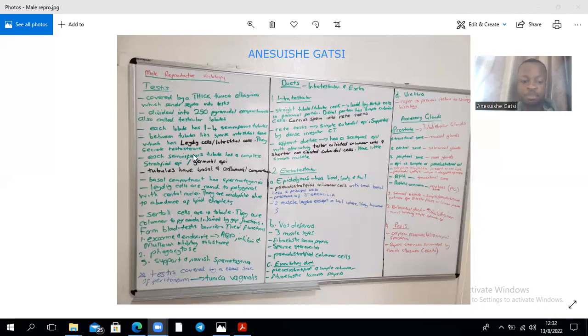Then you'd need to remember your spermatogenesis, right? Where you start from a spermatogenic phase, you get to a spermatocyte phase where you now have the meiosis, then you have the spermatid phase, which then basically becomes spermiogenesis, right?